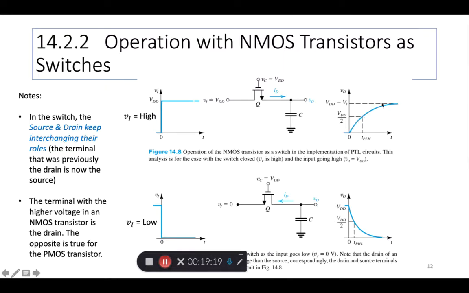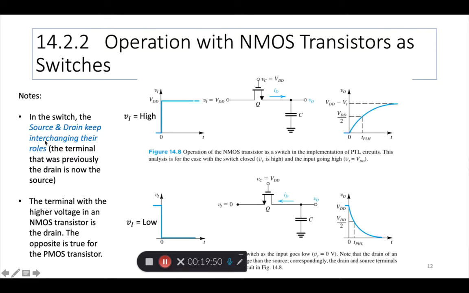The halfway point is where you reach VDD by 2, because VDD is the highest, actually it's VDD minus VT. The time at which the halfway point is achieved is called TPLH, low to high. Similarly, falling, when it falls to 0, it's called TPHL, high to low.